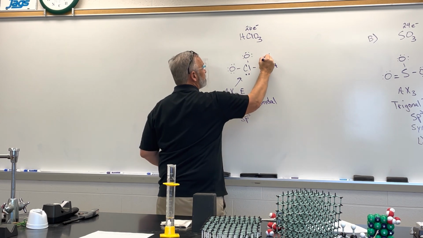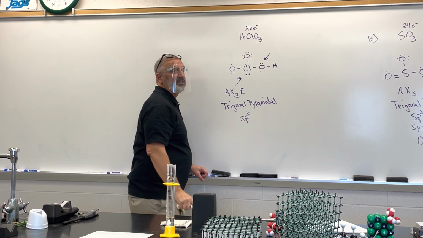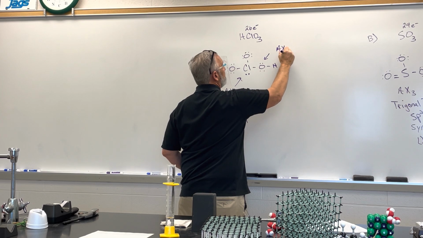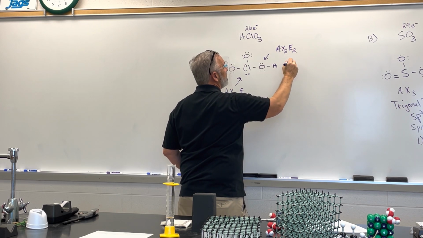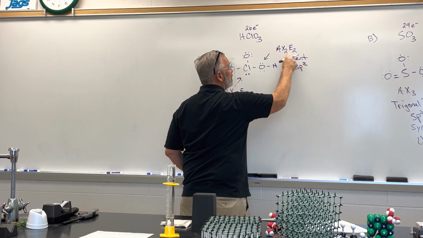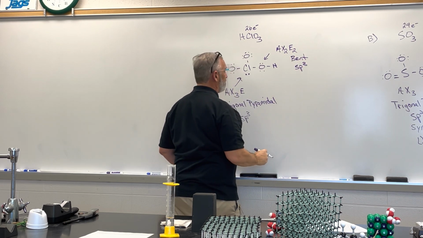Now, we're going to look at this one too. What's my AX formula around the oxygen? AX2E2. Okay? We're going to look and we're going to see that that's bent. And it's still sp3. 2 plus 2 equals 4. 3 plus 1 equals 4.